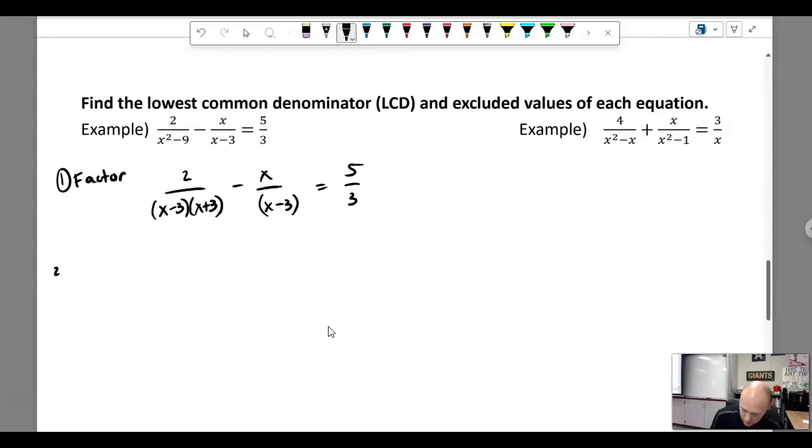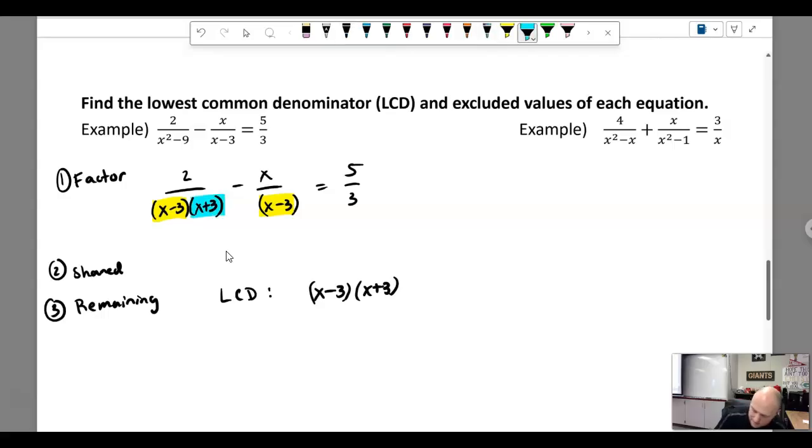Here we're going to identify what's shared. If I'm trying to generate my lowest common denominator, is there anything that's shared? Yes, an x minus 3. I'm only going to take one of them, because if I multiply by x minus 3, it'll wipe out both of those x minus 3's. We'll see that in a future lesson. And then, after I do this, what is left over? Well, I have an x plus 3.